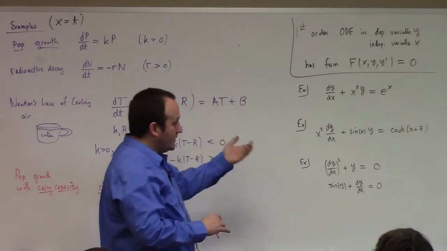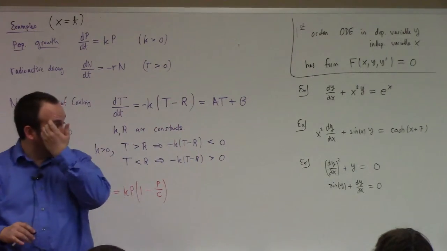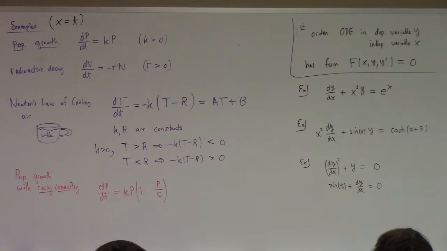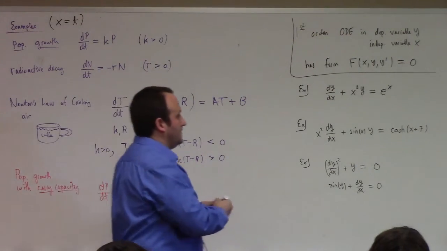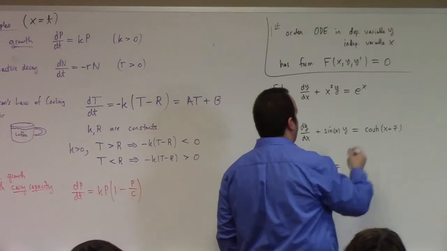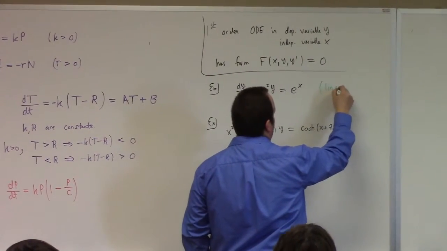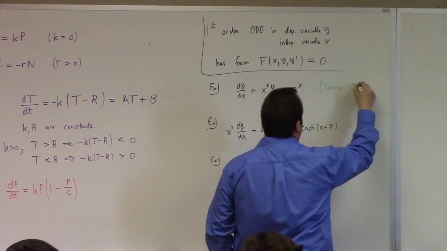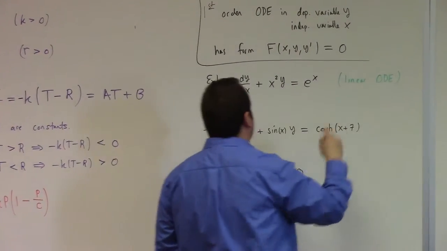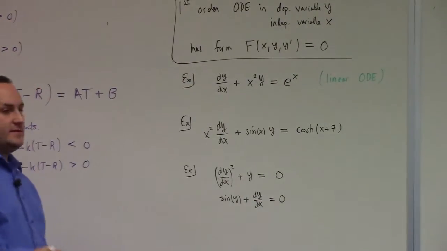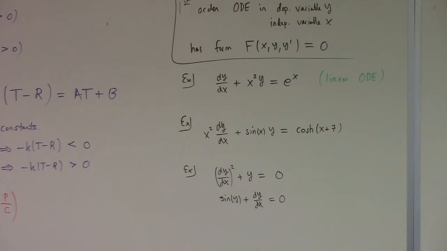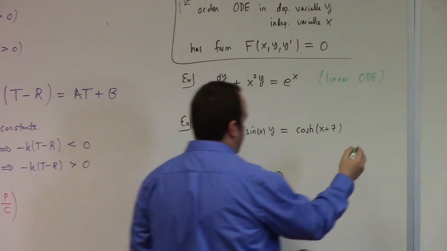Okay. Now, two of those differential equations are called linear differential equations. Two of them are nonlinear. Which ones are the linear? Which ones are the nonlinear? This is in fact linear. This is a linear ODE. First order, of course. The reason it's linear is because y and dy dx are appearing linearly. Again, this one is a linear ODE.